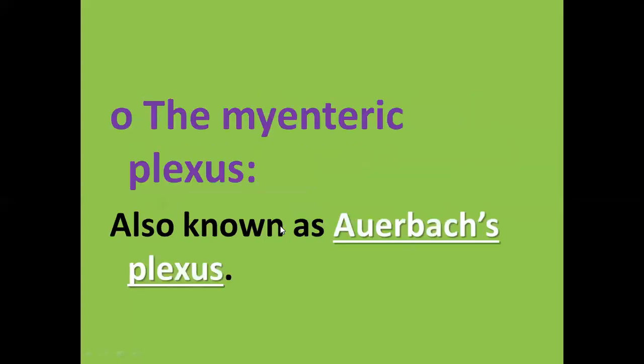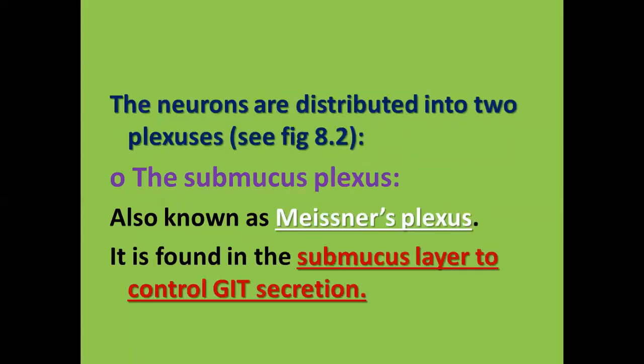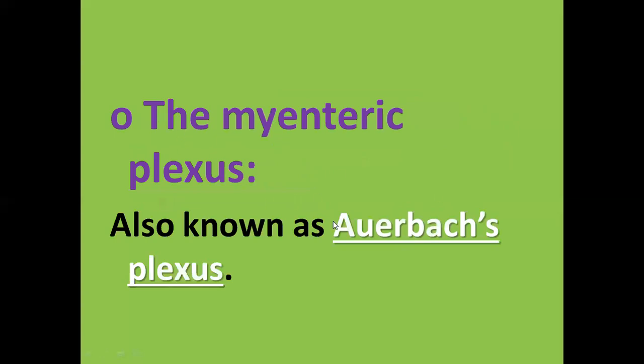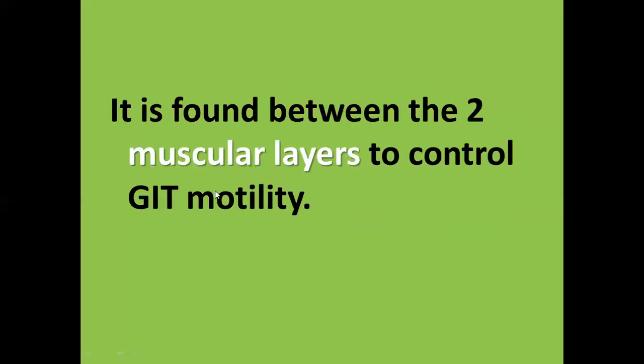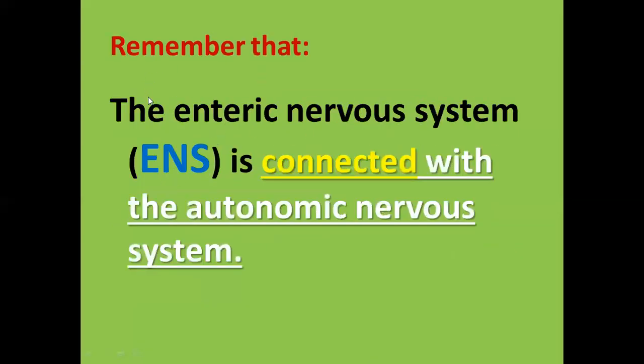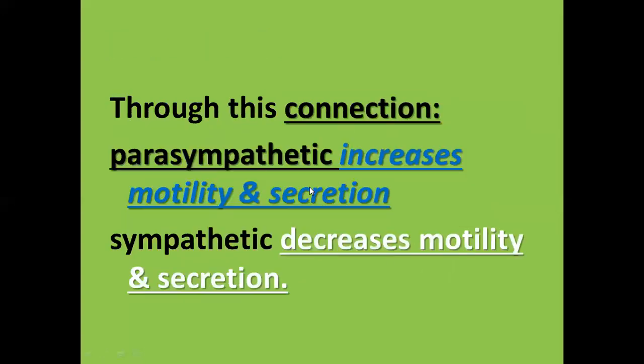So here we have the myenteric plexus to control GIT motility, and the submucosal plexus to control GIT secretion. This is the myenteric or Auerbach plexus to control GIT motility. Remember that the enteric nervous system is connected with the autonomic nervous system. Parasympathetic increases motility and secretion. The sympathetic decreases motility and secretion.